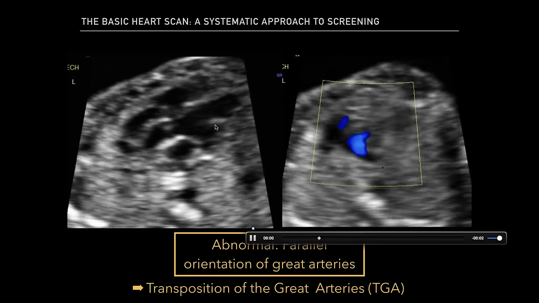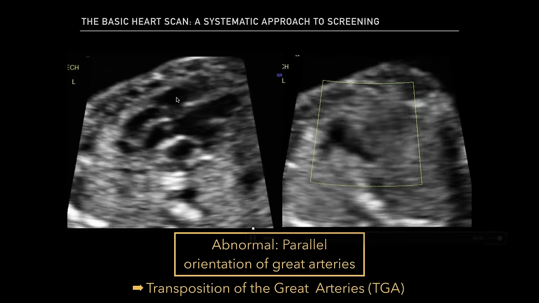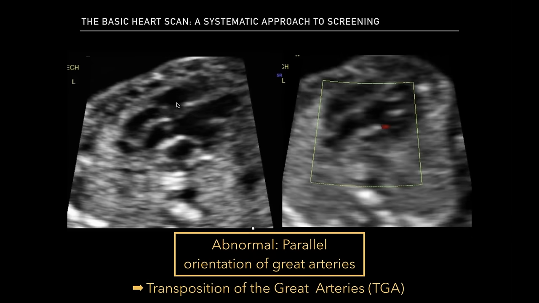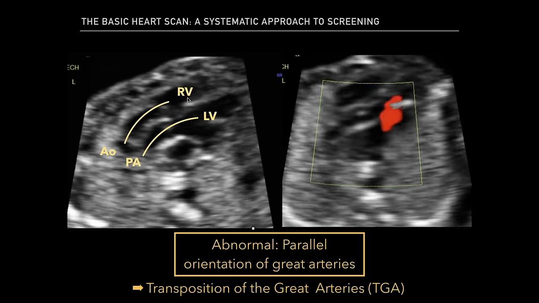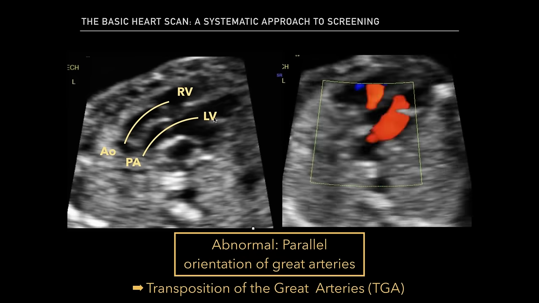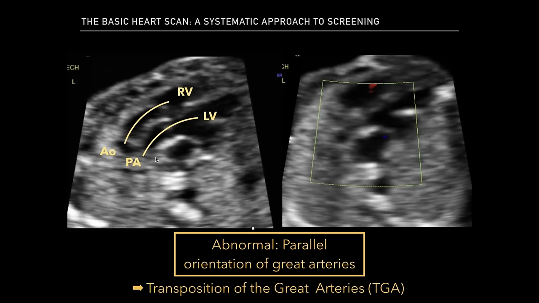So here you could actually see going from an oblique angle, you're able to capture the parallel orientation of the great arteries from the right ventricle. The aorta is arising from the right ventricle and the pulmonary artery arising from the left ventricle.